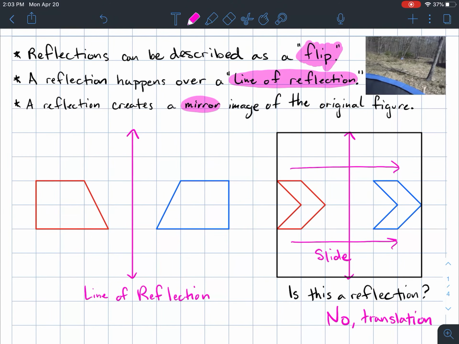So on the left, you have your reflection. On the right, it was kind of a quick review so you can see the difference between a translation, which you learned in the last lesson, and a reflection, what we're going over right now.